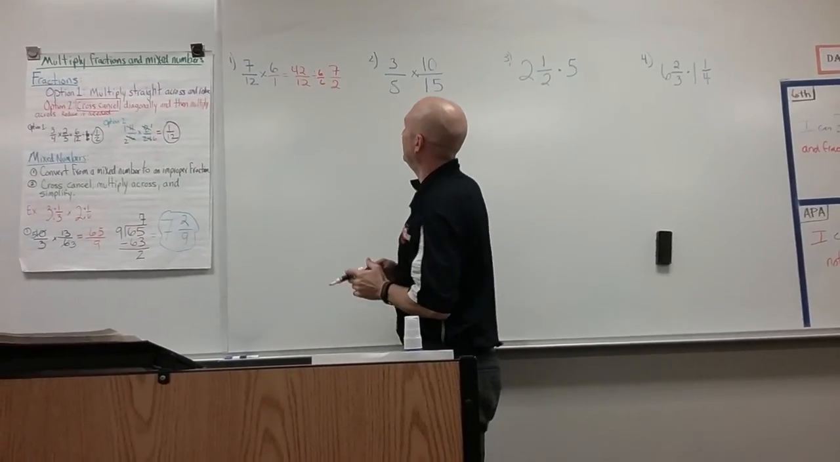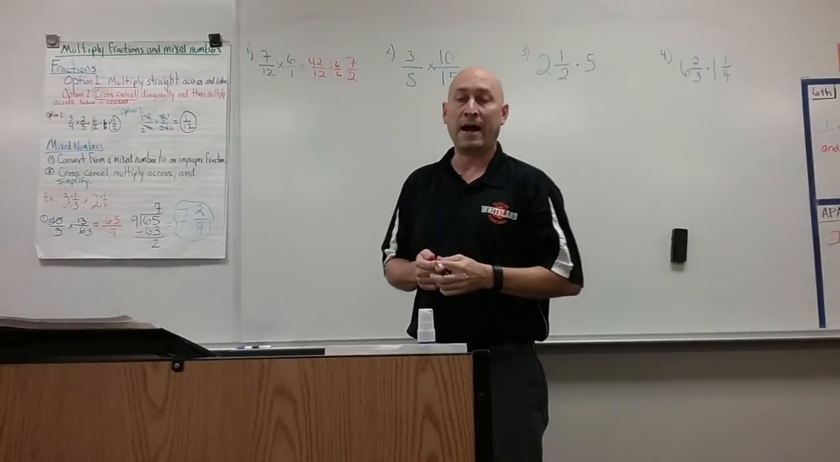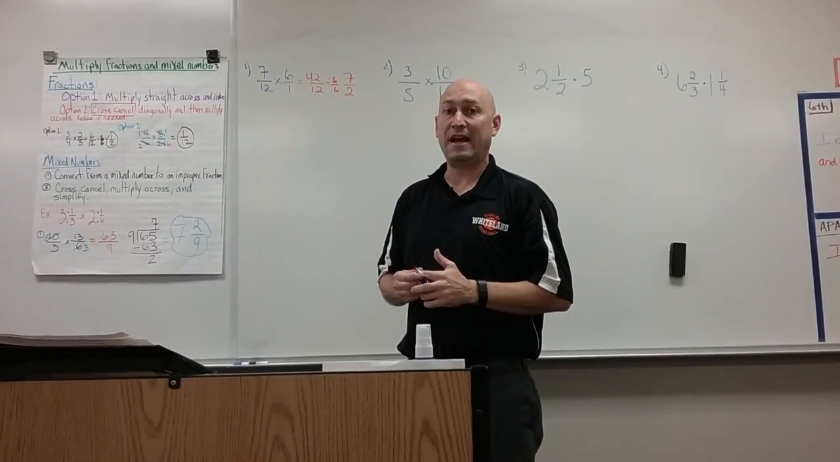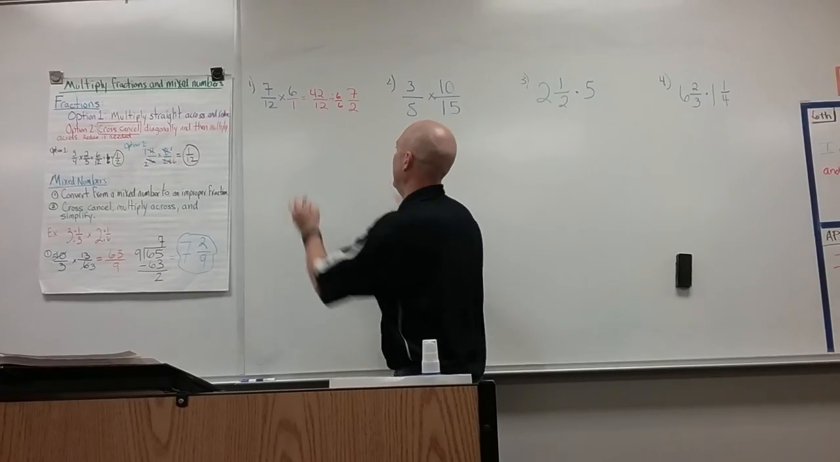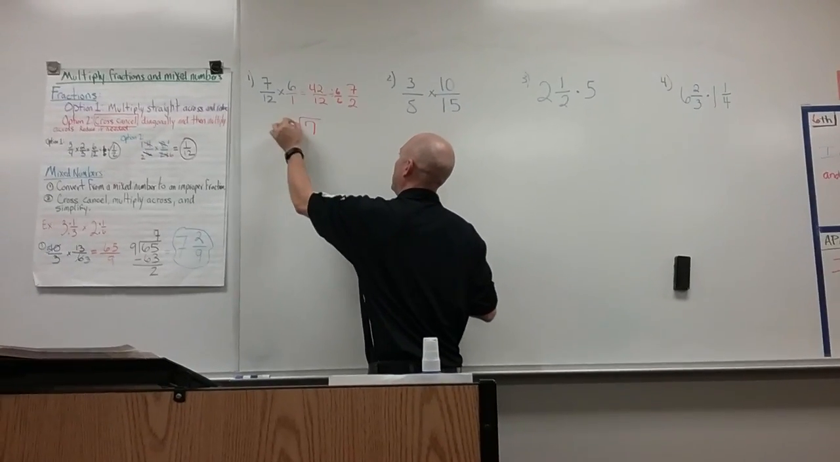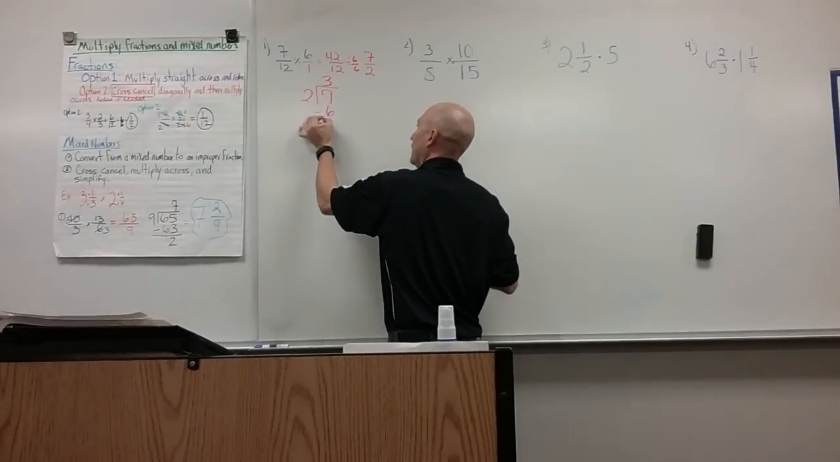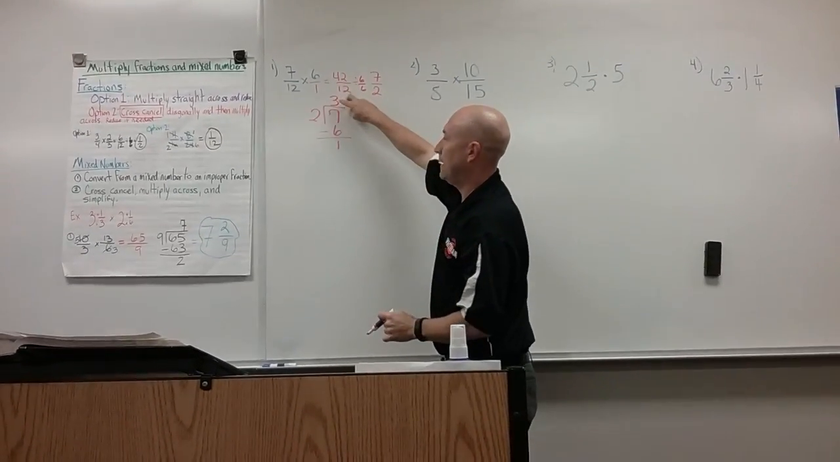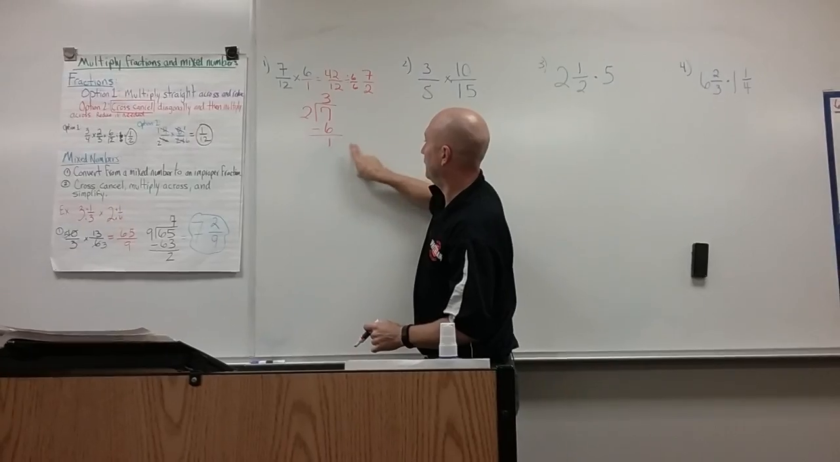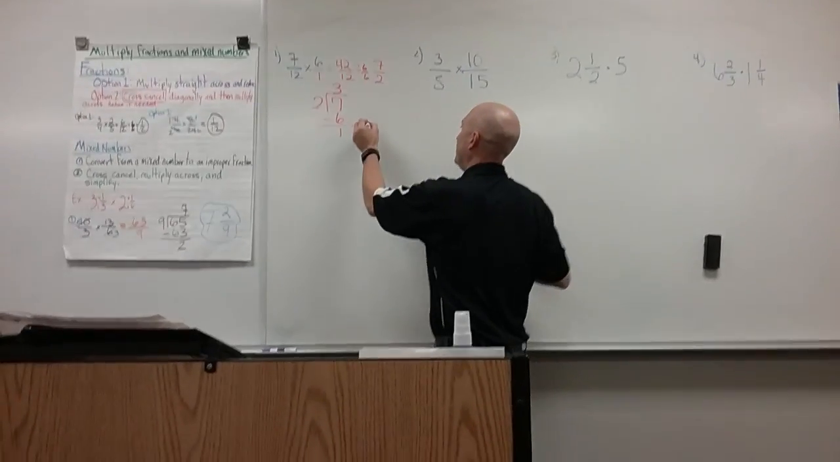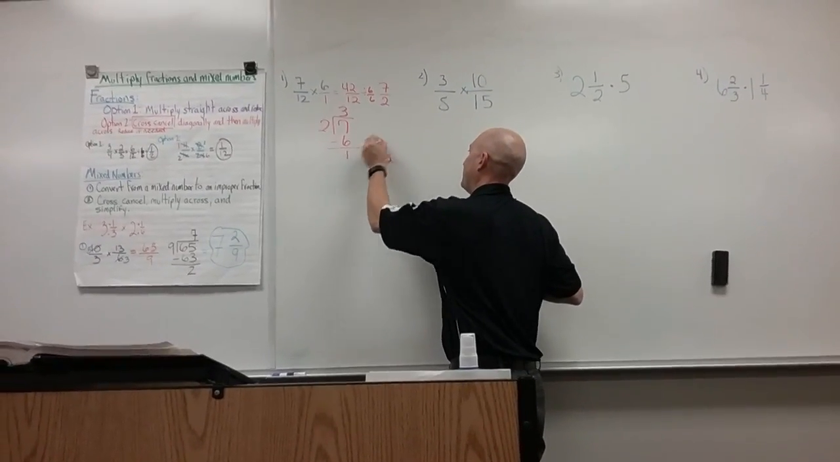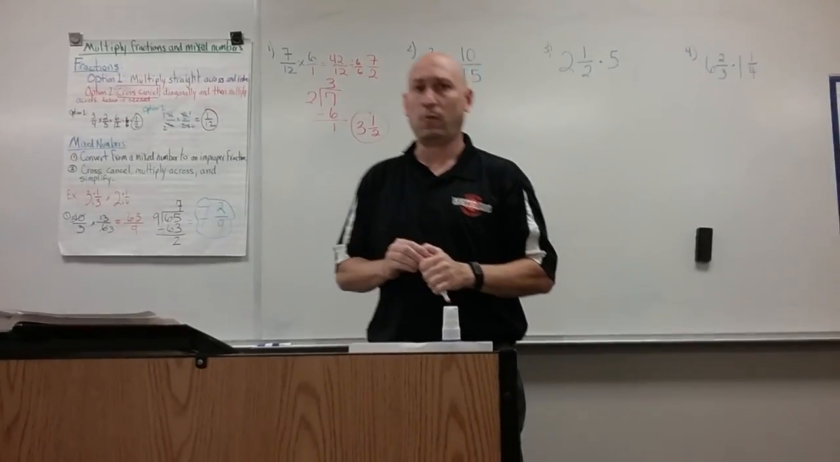Now that this is reduced, I want to turn it back into a mixed number by dividing. 7 divided by 2. 2 goes into 7 3 times. There's 1 left over, and I read it like I would read a clock going from the 12 to the 6 to the 9, and my answer is 3 and a half. Now, that is option 1.